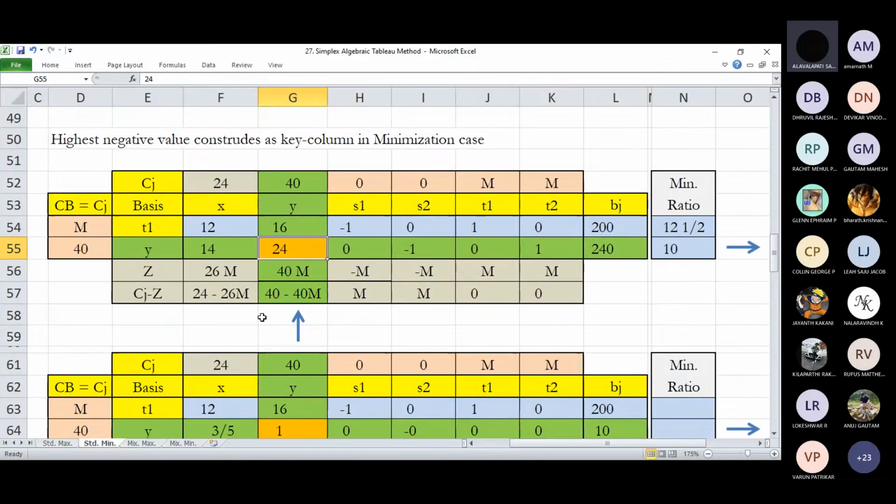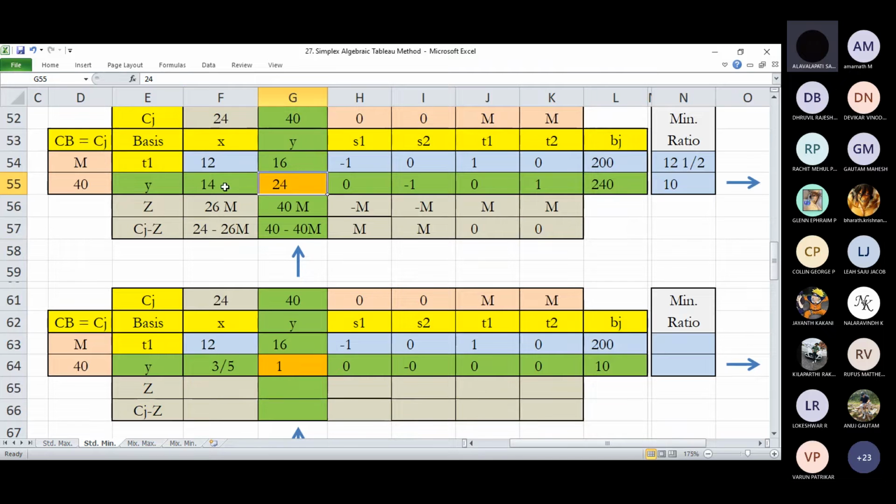So 14 divided by 24 is 3 by 5. 24 divided by 24 is 1, and 0 divided by 24 is 0, and minus 1 divided by 24 is minus 1 by 24, which, if you make it in terms of decimal, is minus something. Then 0 divided by 24 is 0, and 1 divided by 24 is approximately 0.04, something like that. Then 240 divided by 24 is 10.